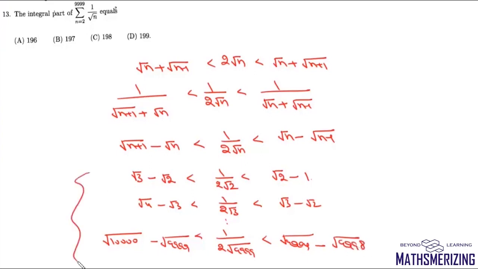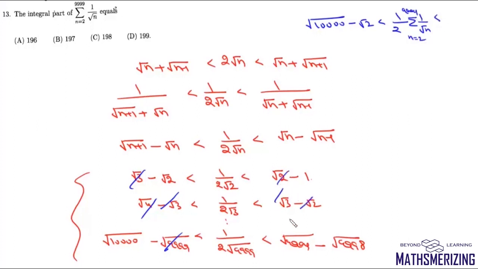Now if we add them all, then in that case this root 3, root 4 will cancel. On the left hand side we'll get under root of 10000 minus root 2 is less than 1 by 2, this summation 1 upon root n, when n varies from 2 to 999, and it is less than, now on the right hand side everything will cancel and it will be under root of 9999 minus 1.